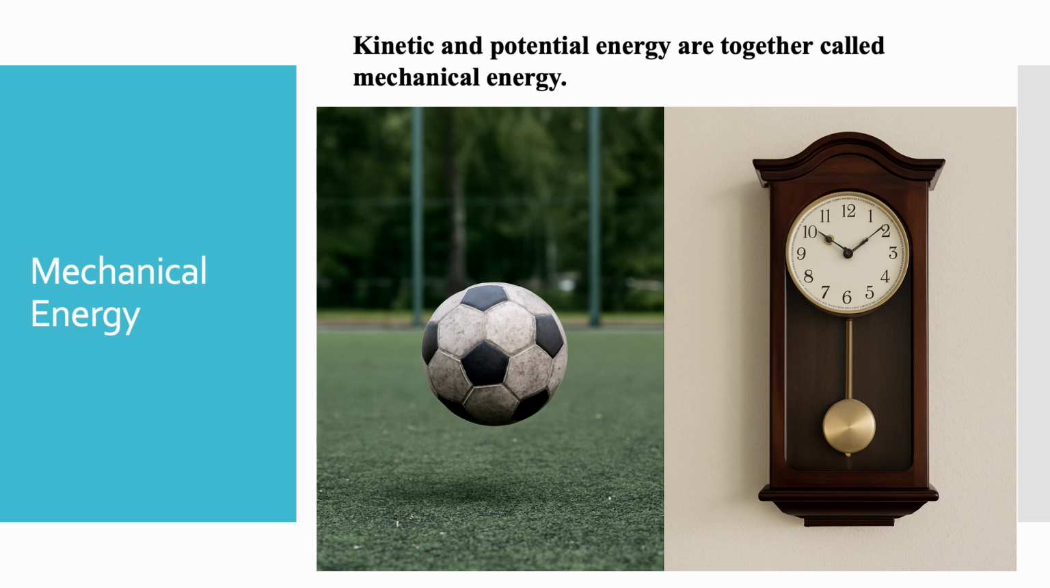Another example of mechanical energy is a pendulum. As it swings back and forth, energy changes between kinetic and potential, but the total mechanical energy remains constant. In a bouncing ball, the potential energy is maximum at the highest point. As it moves downwards, kinetic energy increases and potential energy decreases, but the total mechanical energy remains constant.